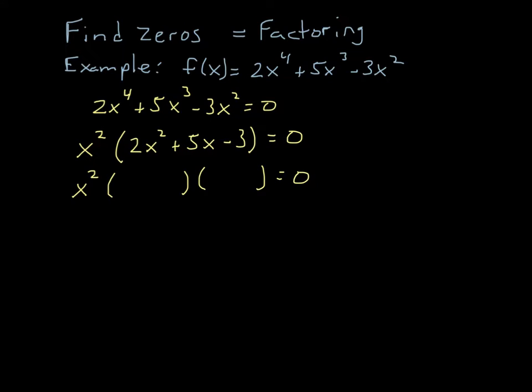The first thing I noticed when I looked at this polynomial is that I do have a common factor of x squared that I could pull out. And so I pull out the x squared, and I'm left with the quantity 2x squared plus 5x minus 3. So now it's factored to this point. The next step I have to do is factor the remaining polynomial, that 2x squared plus 5x minus 3.